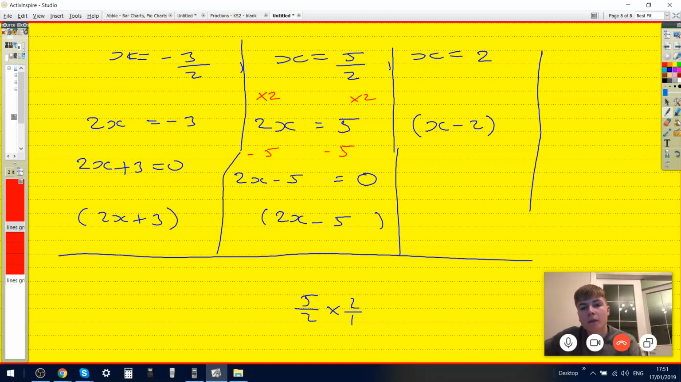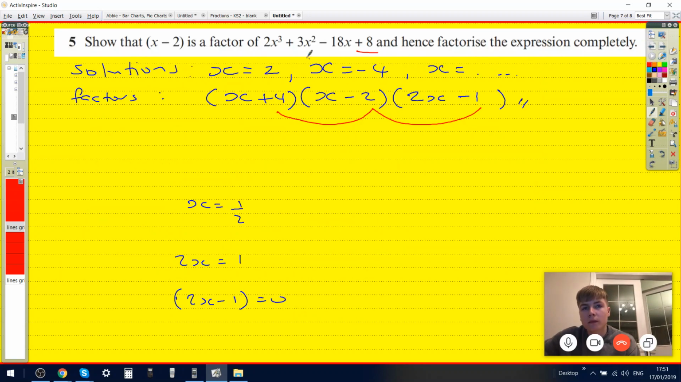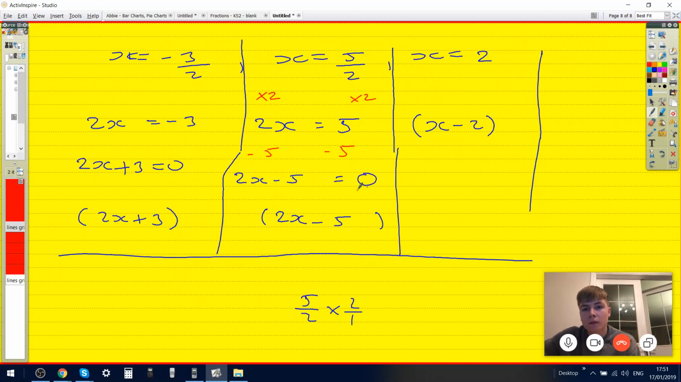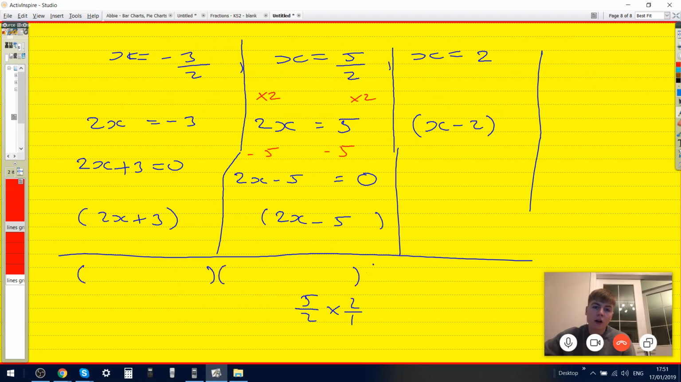Yeah. So that one that we had in the previous one, so this one that we were looking at, what is this now fully factorized? What are the three brackets? There was 2x plus 3. Yeah. 2x minus 5 and x minus 2.